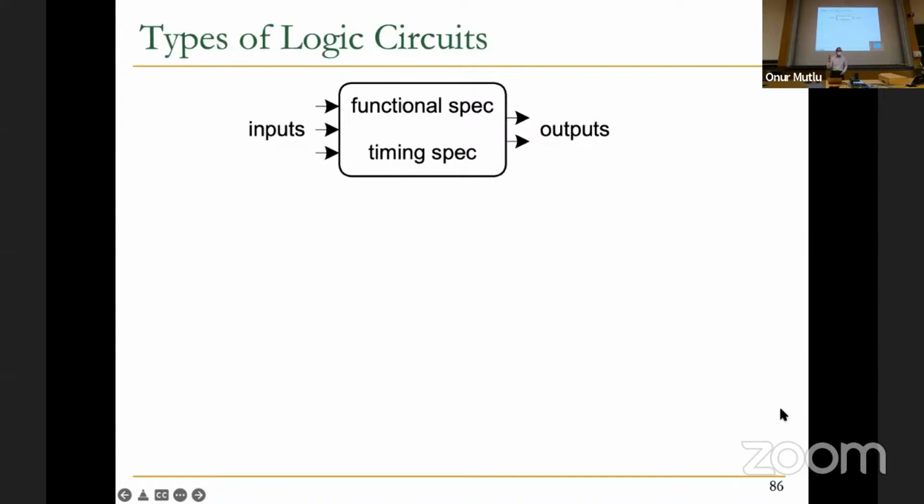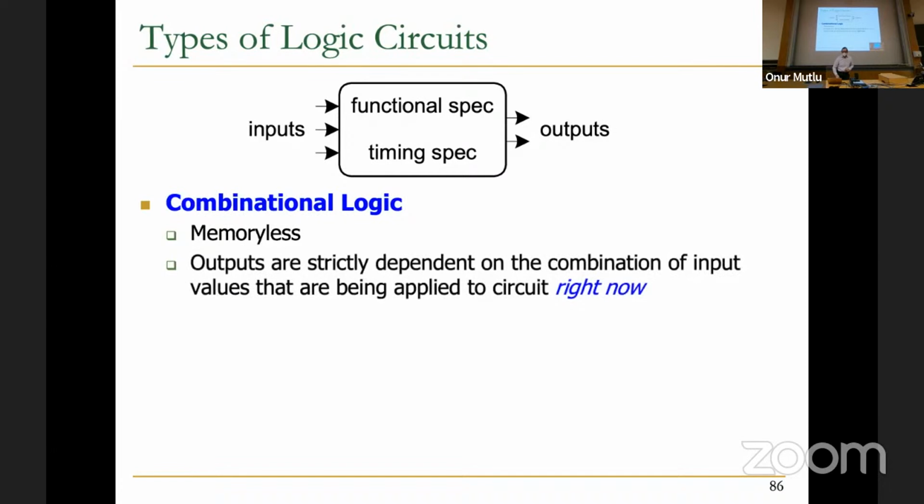There are actually two types of logic circuits. We're going to cover combinational ones today and early next week. One is combinational logic. Combinational means memoryless. Basically, you don't remember what was done earlier. Outputs are strictly dependent on the combination of input values that are being applied to the circuit right now. You don't remember anything from the past. There is no memory element, if you will.